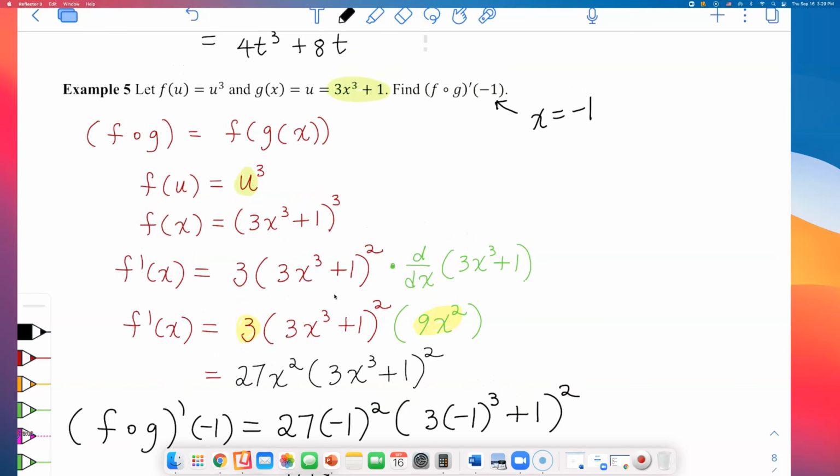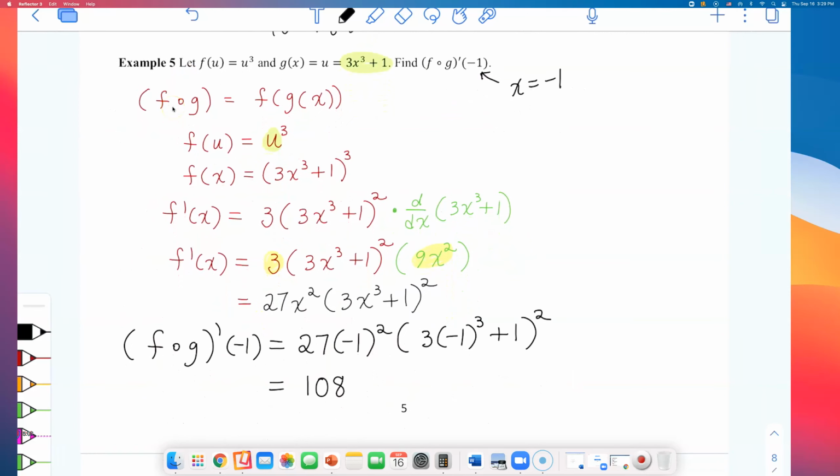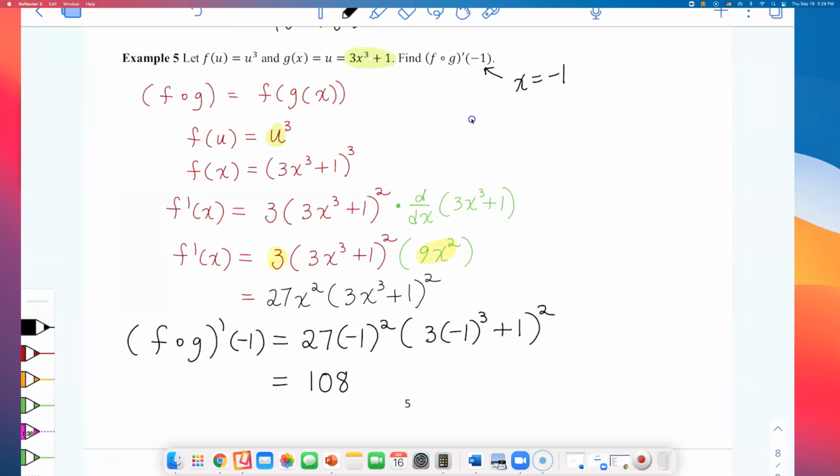But, all right, the way they asked it was very confusing, but it was just putting two functions together, doing a composition of functions, finding the derivative of that composite function, and then lastly just plugging in -1. So that was our fun little example number 5.